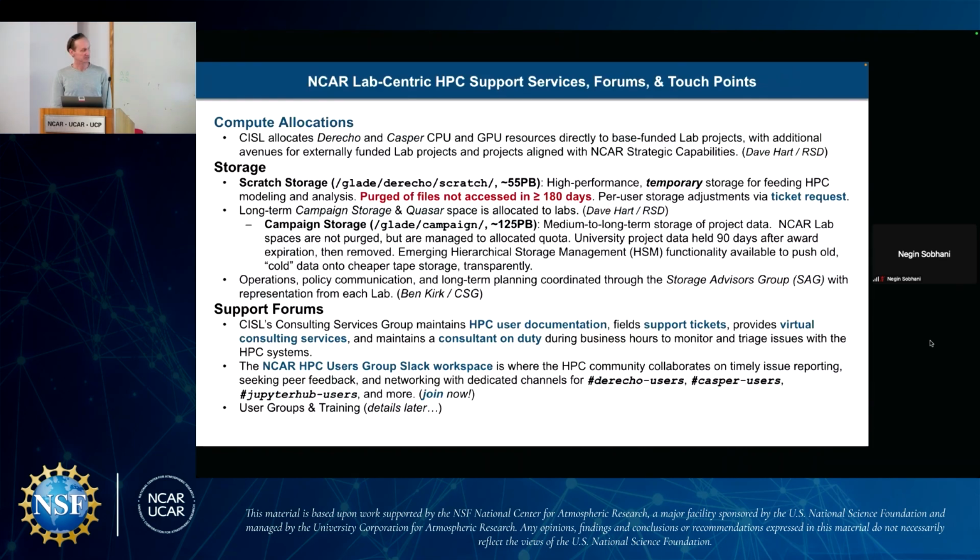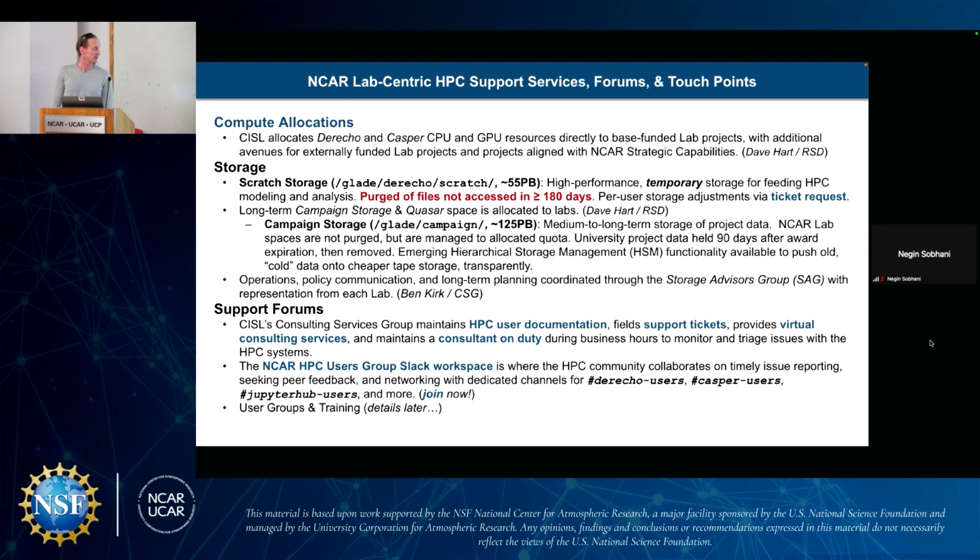So in terms of accessing resources, compute allocations are the currency for Derecho and Casper. CPU and GPU hours are awarded through the lab managers, and RAL has a pretty hefty component on both of those systems. Storage depends on which type of storage you're talking about, really. Each user has a direct 30 terabyte allocation on Derecho Scratch. That is the scrubbed file system, where files are deleted when they're not accessed for over 180 days. We do have ability within my group to modify those quotas on request for temporary needs. Just reach out through a ticket. We handle that all the time.